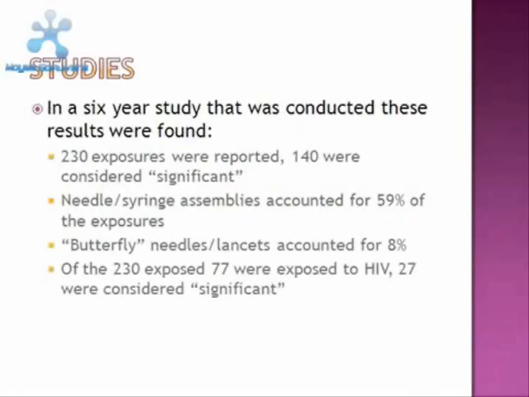In a 6-year study that was conducted, the following results were found. 230 exposures were reported, 140 were considered significant. Needle and syringe assemblies accounted for 59% of the exposures. Butterfly needles or lancets accounted for 8% of the exposures. And of the 230 exposed, 77 were exposed to HIV, and only 27 of these were considered significant.